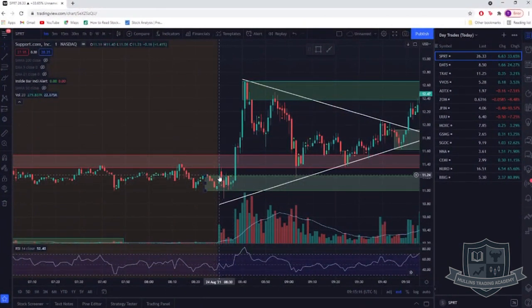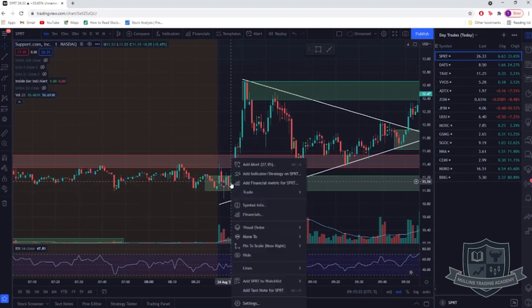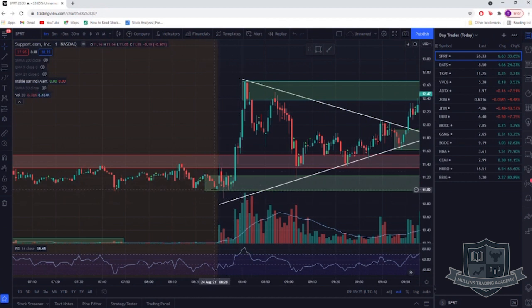So there's some wicking and even some body out of this box, but really the vast majority of the price before the big move was contained in this area. And that's how I look to draw my zones: I look for where price really sat. You can see that this bottom line gets touched 1, 2, almost 3 times. This top line, 1, 2.